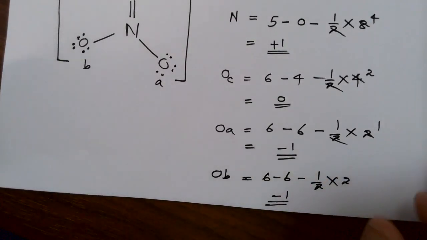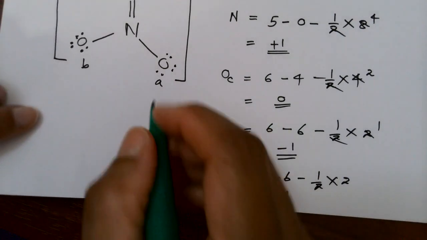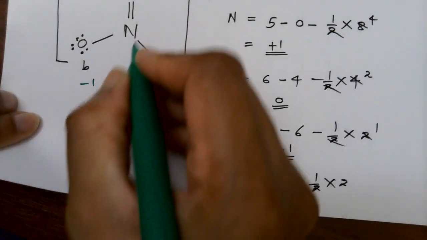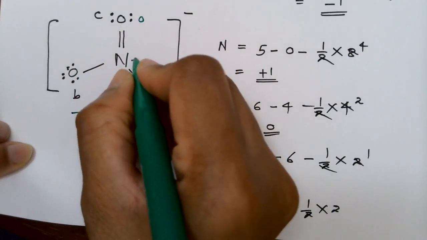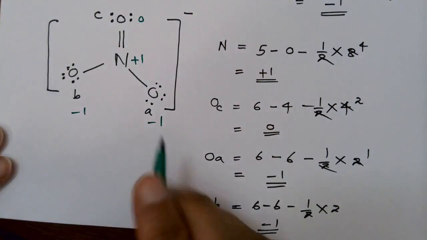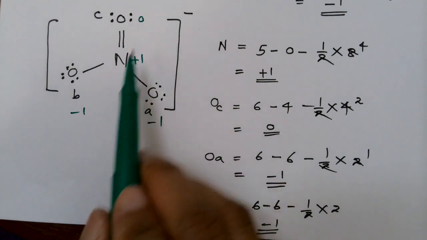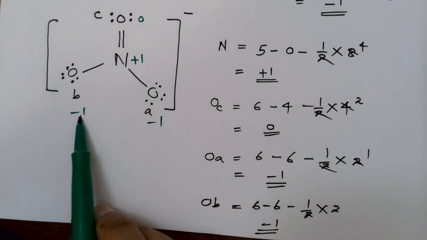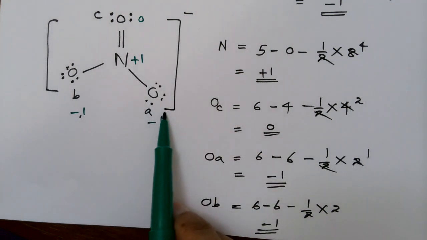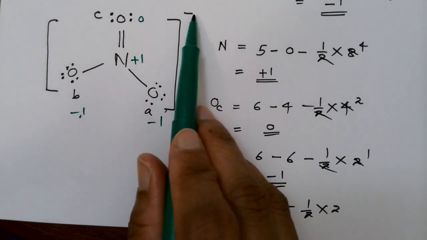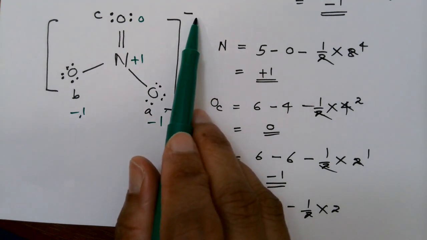So let's draw the formal charges on these oxygens. -1, -1. This is 0, and on nitrogen +1. So now you can see that on the nitrate the whole anion charge is -1, because the +1 cancels one of the minuses. So 1 minus is remaining. That is the 1 minus outside the anion, NO3 1 minus.